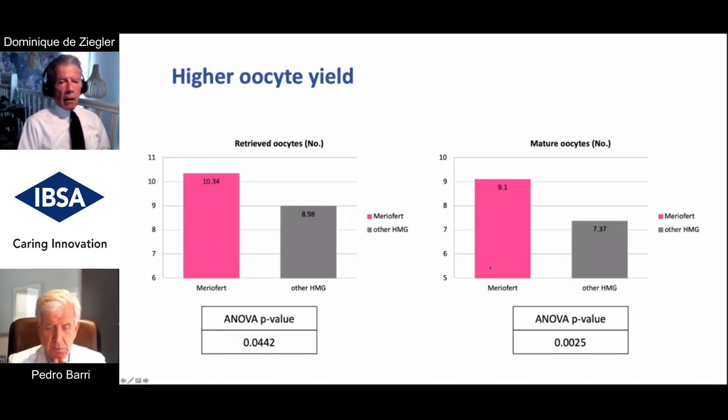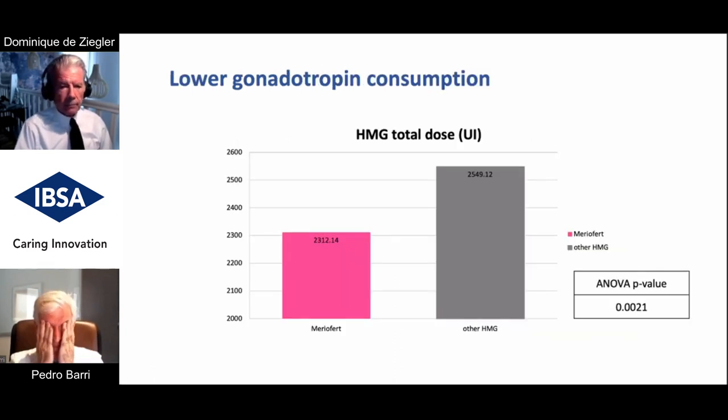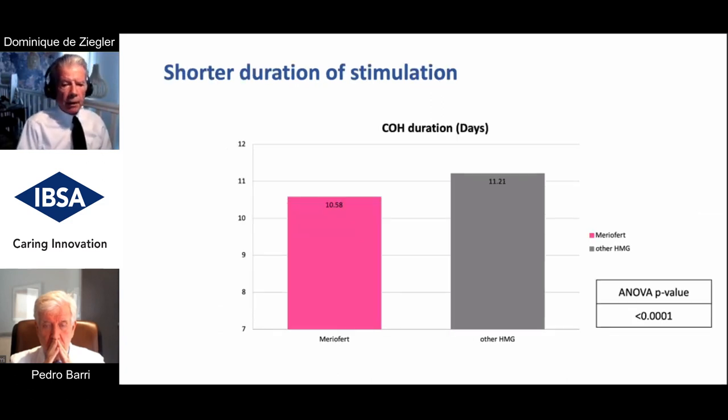Now, the results. Again, combined Italian and European study for Meriofert and the other hMG. Number of oocytes retrieved, this is a difference. Number of mature oocytes, as I said, markedly different. So again, now we're talking hMG versus hMG. And the difference is not in the quality of the embryos, but a difference in the number of oocytes and ultimately the number of embryos to play with. The amount used for the Meriofert was less as compared to the other hMG, in spite of the fact that the original dose was set by the protocol. So the difference is mainly the result of the difference in duration of stimulation. The Meriofert lasted, on average, one day less.